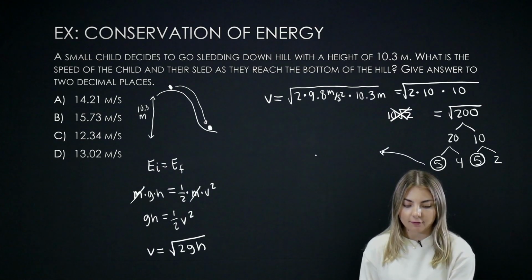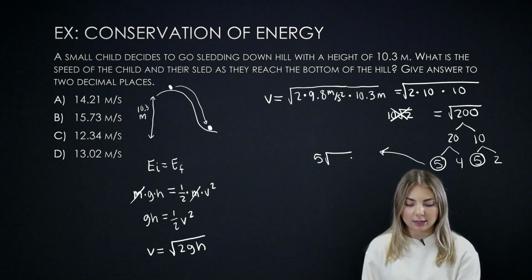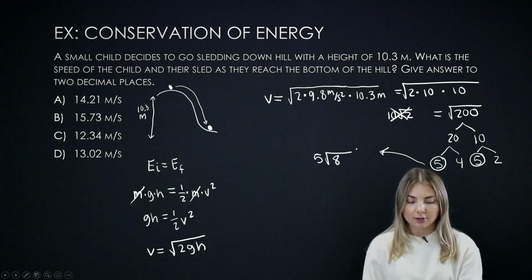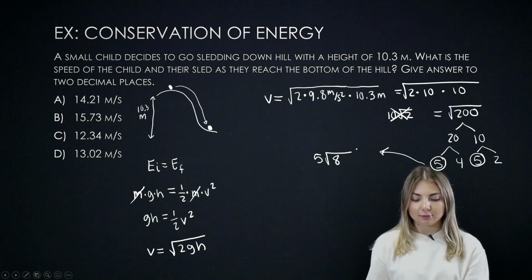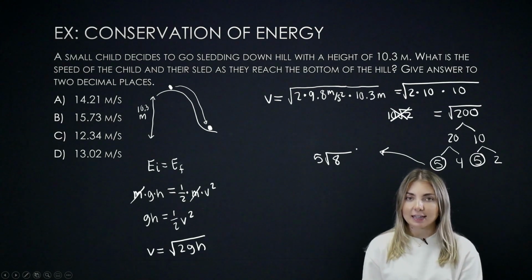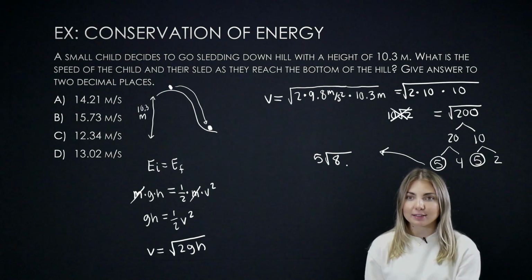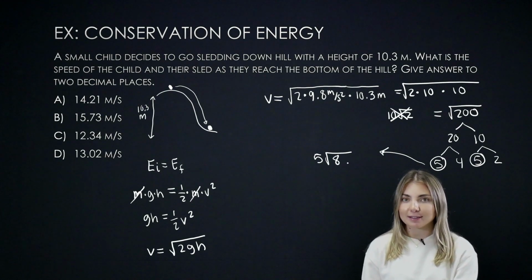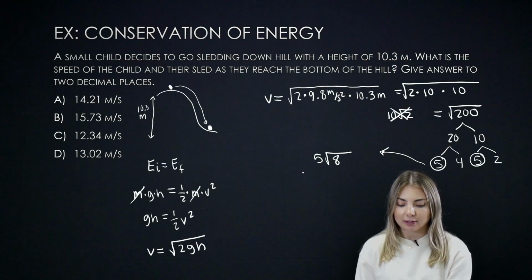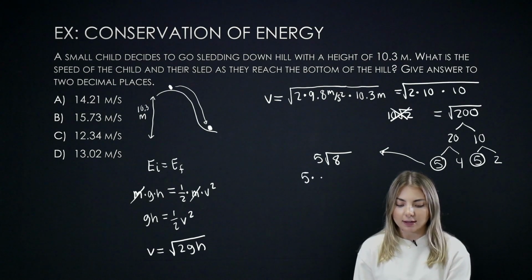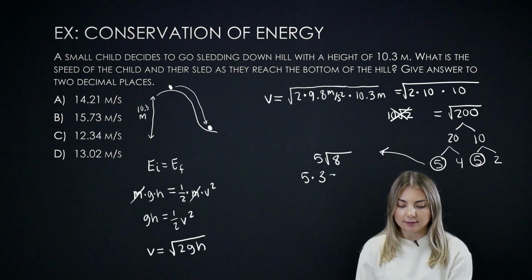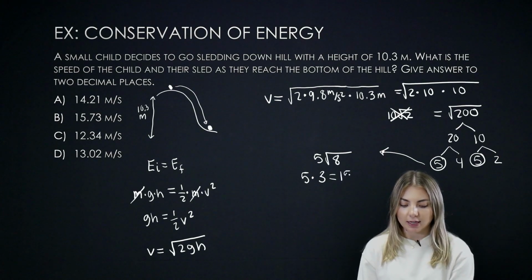So we're going to have 5 square root 8, and 4 times 2 equals 8. So now we know that the square root of 9, which is close to 8, is 3. So we know that the square root of 8 is going to be roughly 3, but it's going to be a little bit less. So we're going to have 5 times 3. And this is going to equal 15.